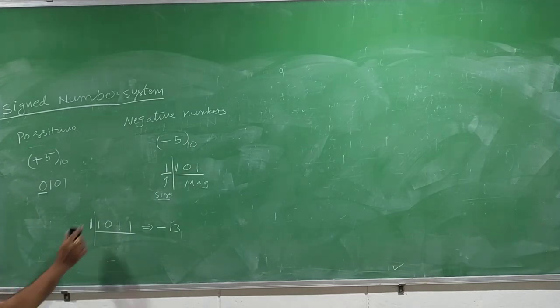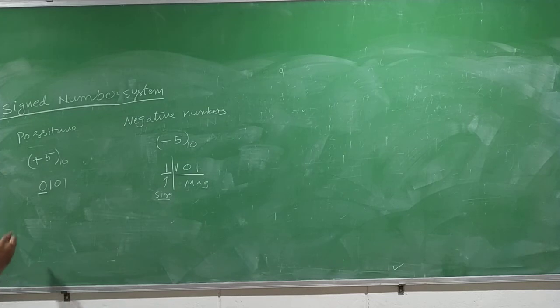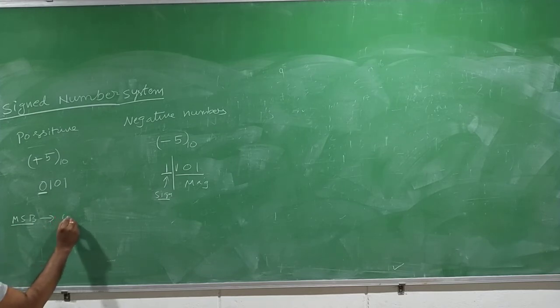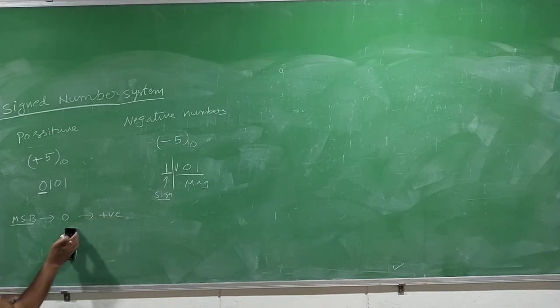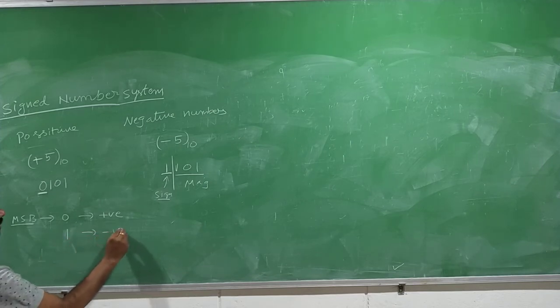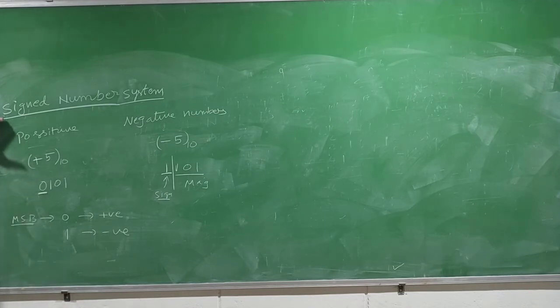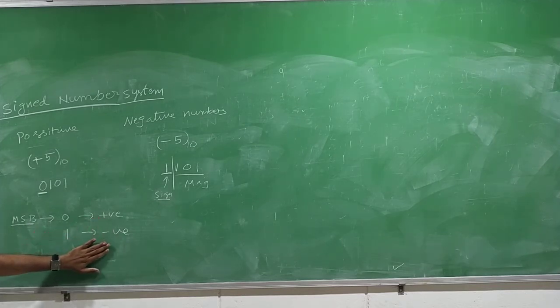So we are using the MSB to represent whether the given number is a positive number or a negative number. MSB is 0 means the given number is positive. MSB is 1 means the given number is negative. This much you need to remember. In the signed number system, if the MSB is 0, the given number is positive; if the MSB is 1, the given number is negative.